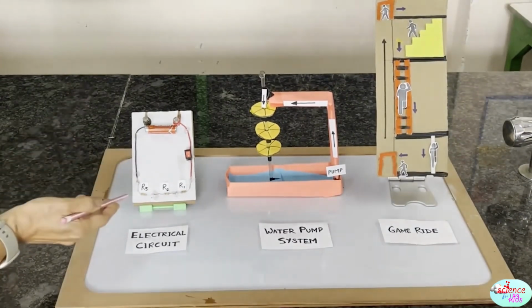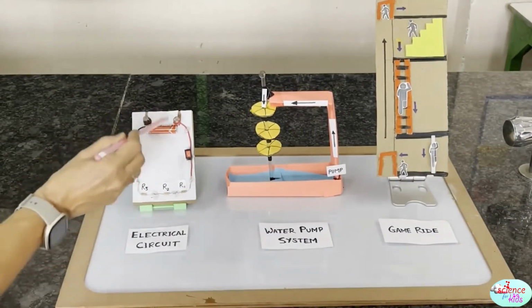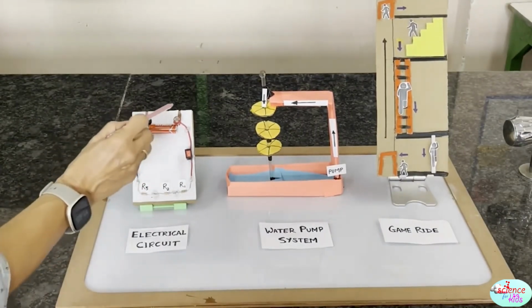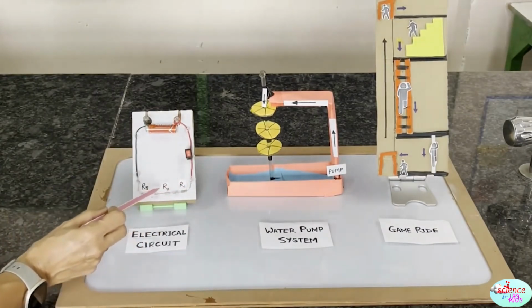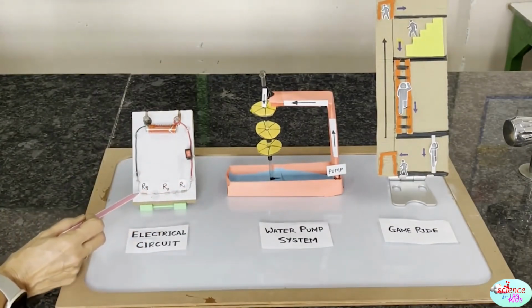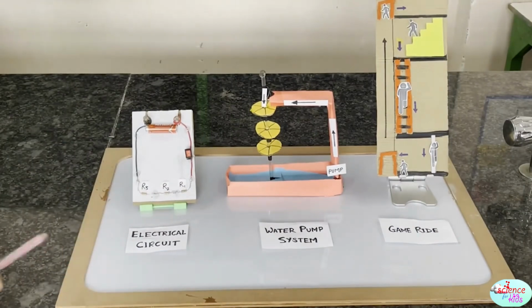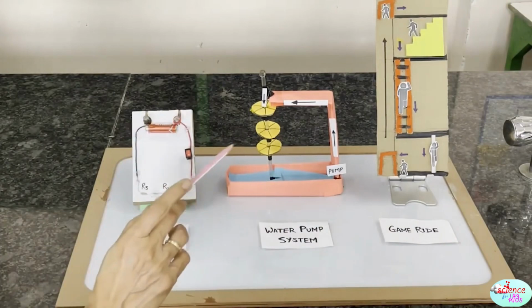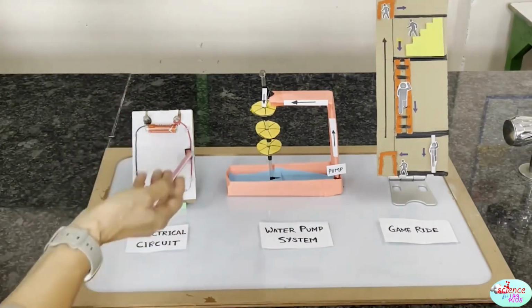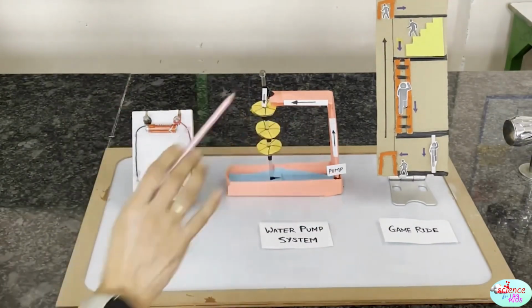Coming back to the circuit, you can see the same trend. There is only one path for the current to flow through resistor 1, to resistor 2 and then through resistor 3. In all these three cases, there is only one path through which the current, the water and the people can pass.